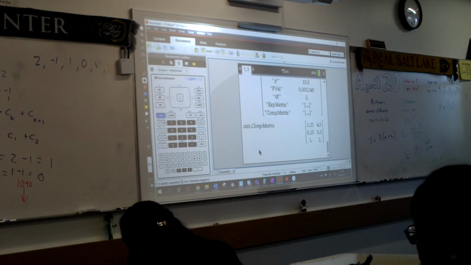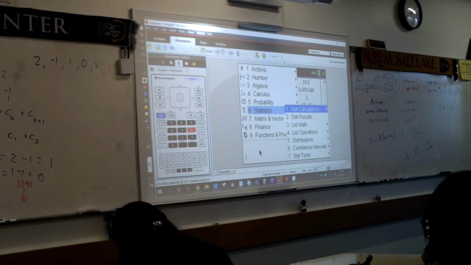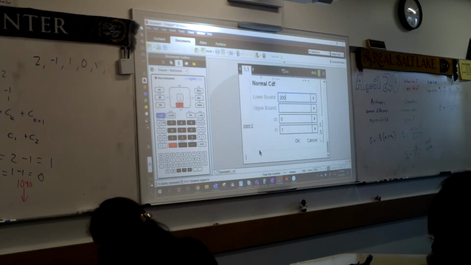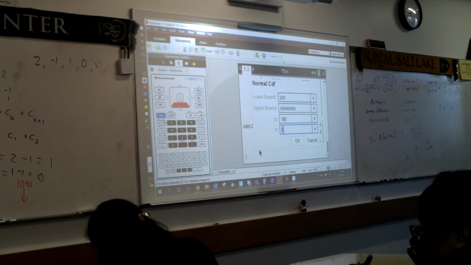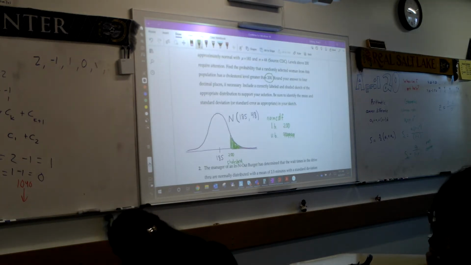What buttons do we push for this one? Menu 6, 5, 2. And the lower bound we said was 200. Upper bound is 9999999. And for this one, I have to do the mean. What did we say it was? 185. And what was the standard deviation? Cool, I put all that in, and I get 0.3773. They said round to 4 decimals, so 0.3773.